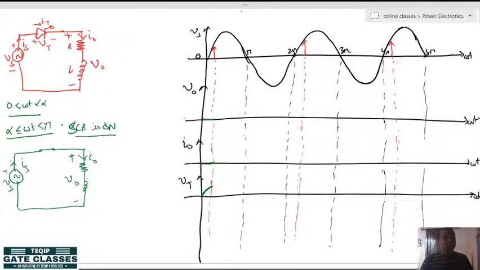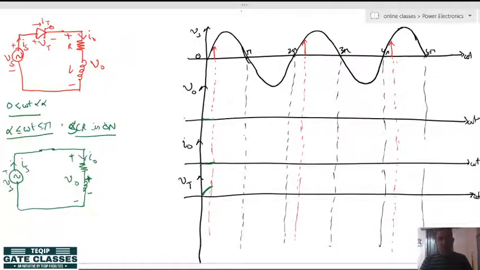So, initially the inductor will start charging with these polarities, plus upside, minus downside. So the load current will charge. We have studied this already. The load current will have an exponential plus sinusoidal behavior, which we have already discussed in the uncontrolled half wave rectifiers.